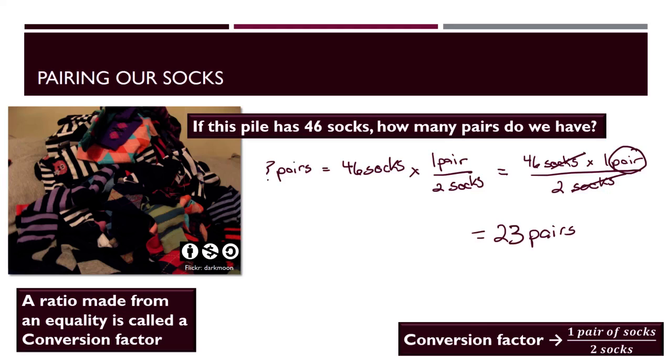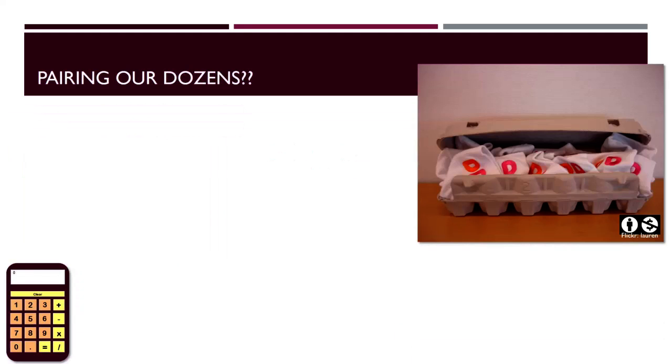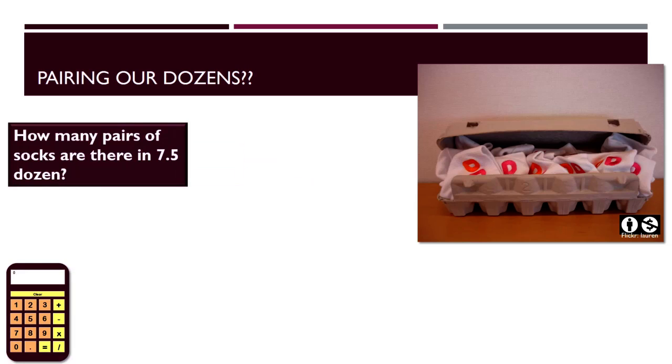To get rid of the unit socks, we made sure that the unit socks was in both the numerator and the denominator. All right, so let's try another. Our new question is, how many socks are there in 7½ dozen?